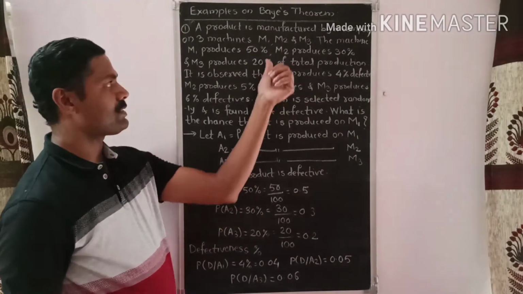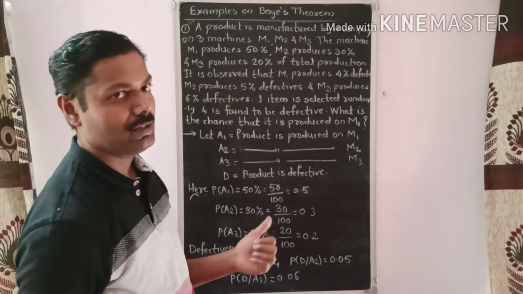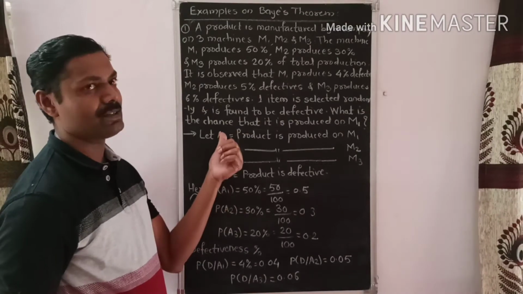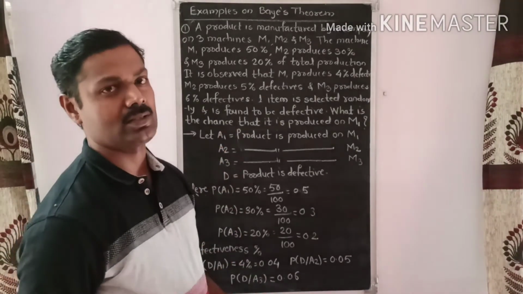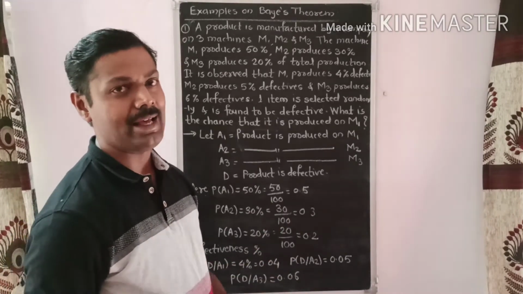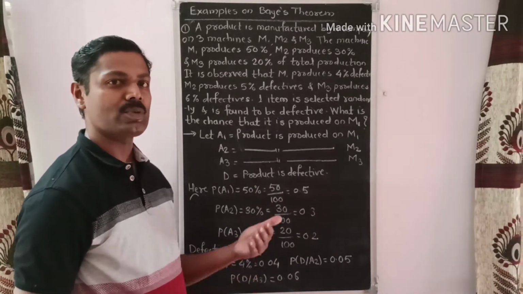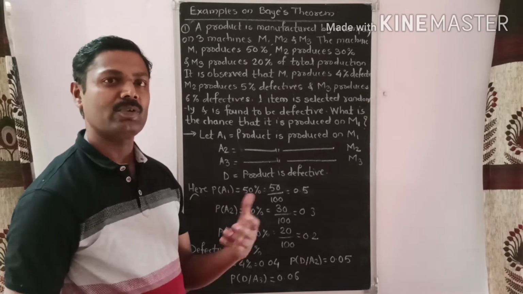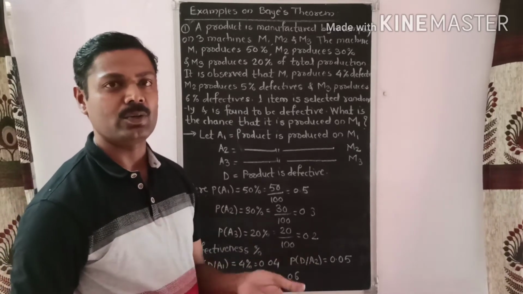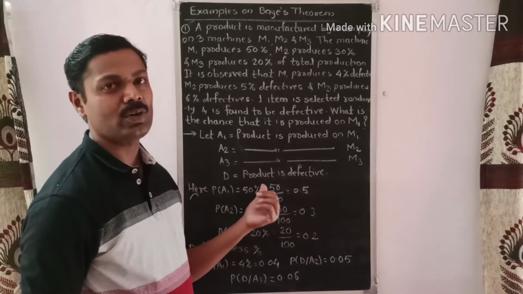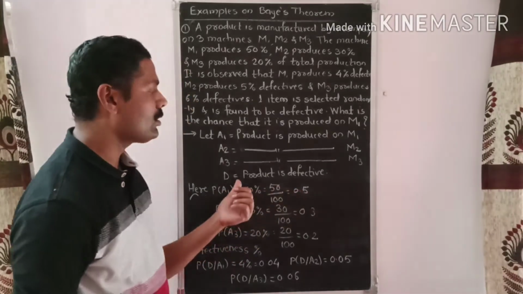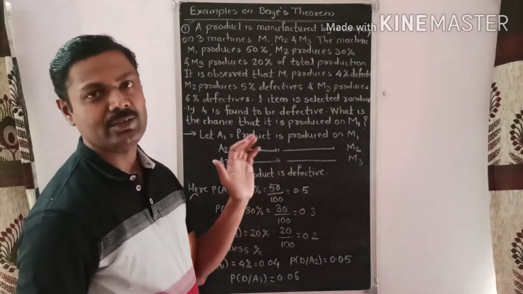Here there are three machines M1, M2, M3. That's why we are taking three events A1, A2 and A3. Suppose there are two machines, then we can take two events as A1 and A2. Suppose there are four machines, then we can take the events as A1, A2, A3 and A4. And D is the event for defectiveness, that the product is defective.